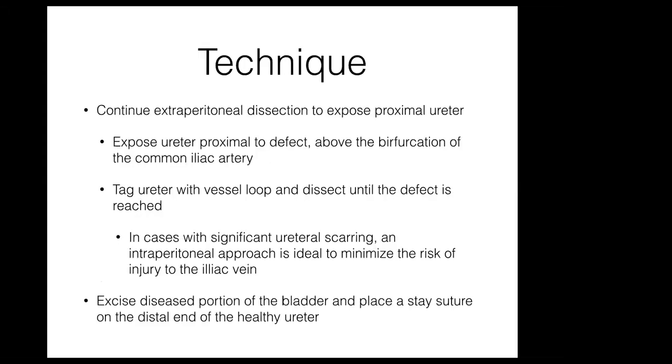So after your incision, you continue your extraperitoneal dissection to expose your proximal ureter. You expose your ureter proximal to the defect above the bifurcation of the common iliac artery. You then tag the ureter with a vessel loop and dissect until your defect is reached. In cases with significant ureteral scarring, an intraperitoneal approach is ideal to minimize the risk for injury to the iliac vein. So once you have excised the diseased portion of your ureter, you place a stay suture on that distal end of the healthy ureter.